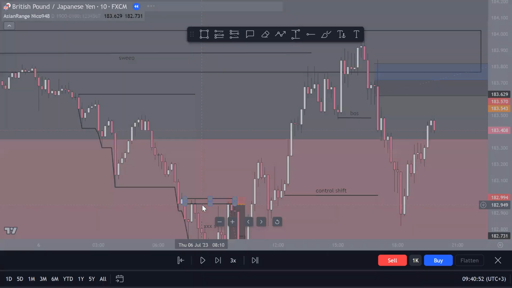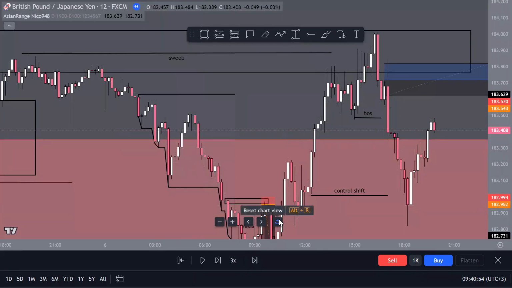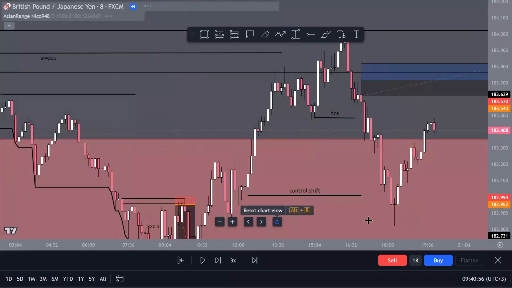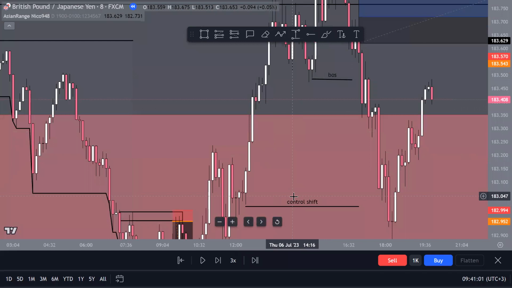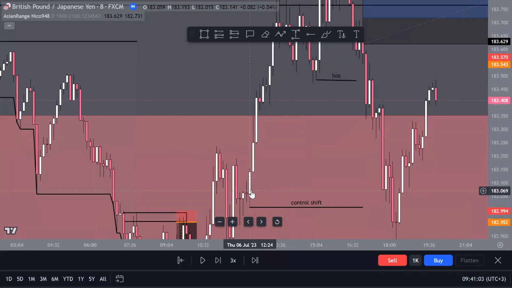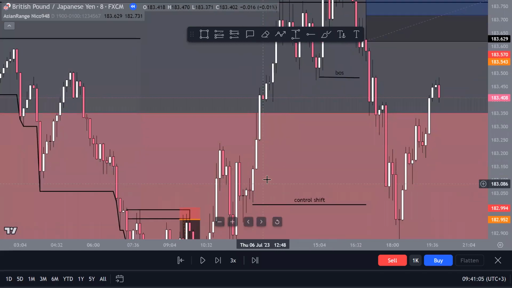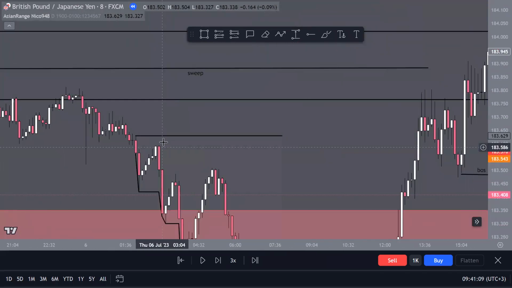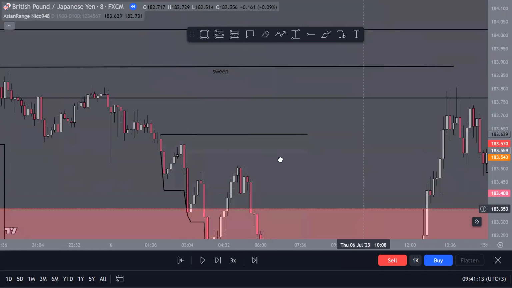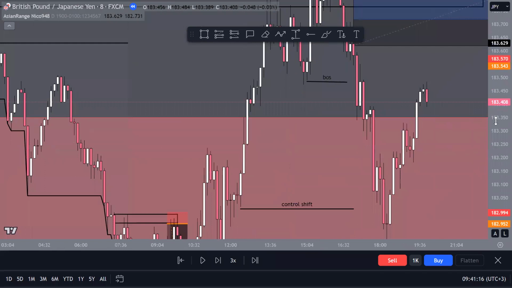Was it on the 12 minutes? I remember the actual 8. Somehow I remember the actual areas. So the 8 minutes also is a valid area of demand, because this is a previous selling candle before it was engulfed and proceeded to take out multiple structures, taking out the Asian high. So this is a valid area of demand.